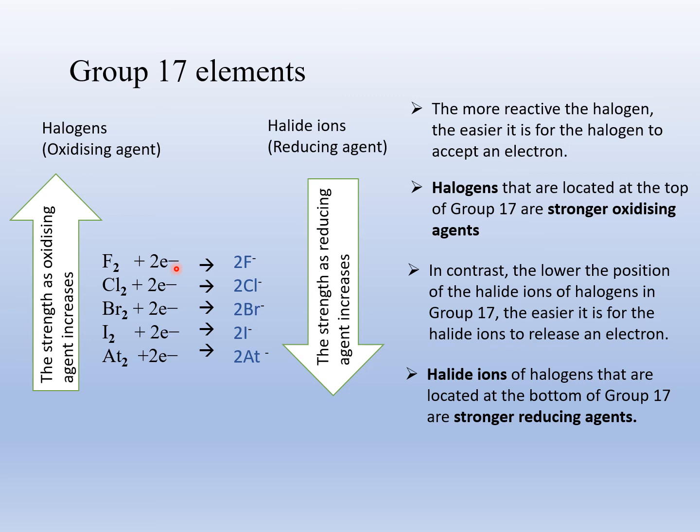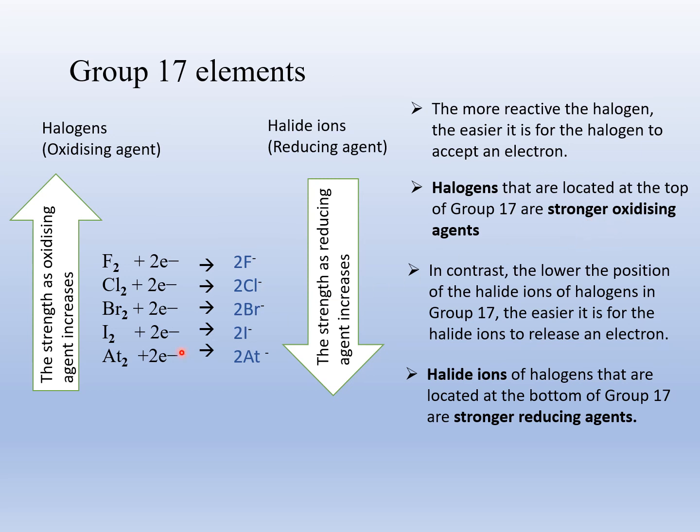Oh, sorry. Easier for halogen to accept electron. Okay, bila dia accept electron, dia akan menjadi reduction process. Okay. So, dia akan jadi oxidizing agent. Okay, yang atas lah. Betul lah yang atas. Okay. Halogen that are located on top of group 17 are a stronger oxidizing agent. Saya tengah baca yang kanan ya.